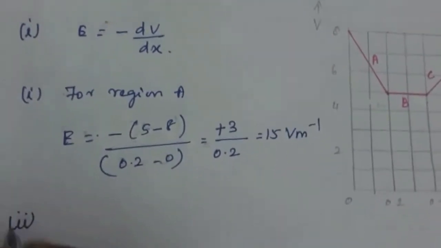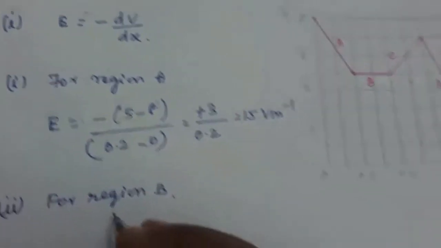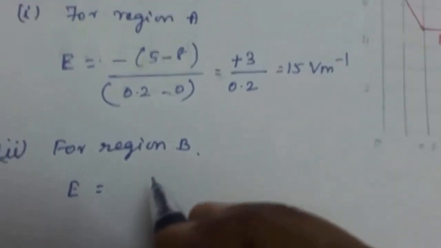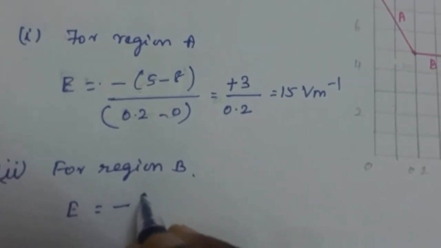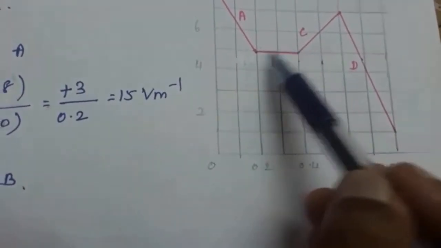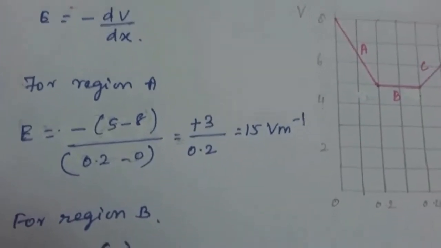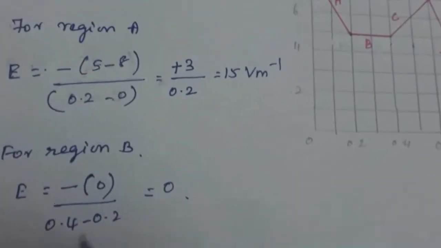Now coming to region B. What is your change in potential? E is equal to minus the change in potential. Here the change in potential is 0. Why is it 0? Here the potential is constant. And the change in distance is 0.4 minus 0.2, that is 0.2. 0 divided by anything is 0.